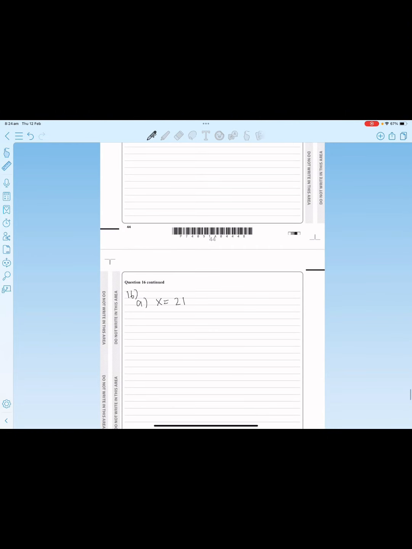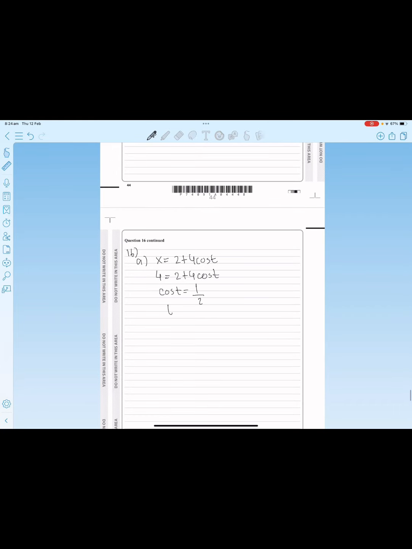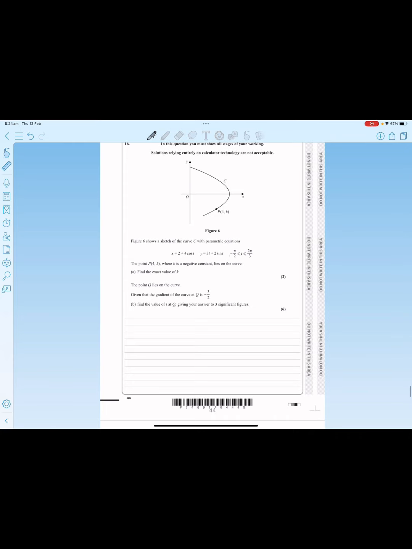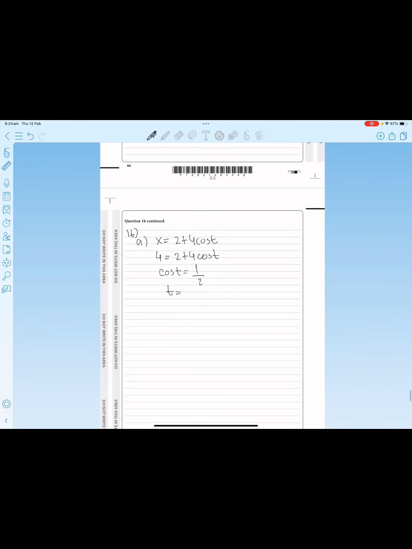So I'm given the value of x, and I'm given the parametric equation. So I could say that x is equal to 2 plus 4 cos t. So therefore, x when it's 4 is equal to 2 plus 4 cos t. We can solve for the value of t. We get to the point where we get cos t is equal to 4 minus 2 over 4, which is a half. And therefore, t in the required range, on the calculator, you would use your graphs or unit circle to check, and you should get t to equal minus pi over 3.